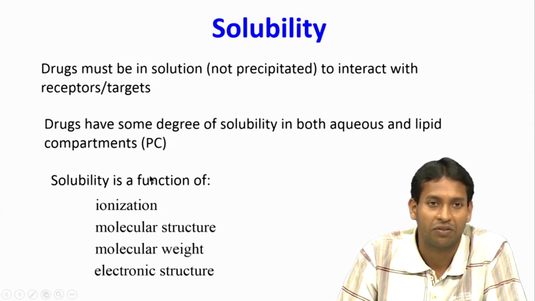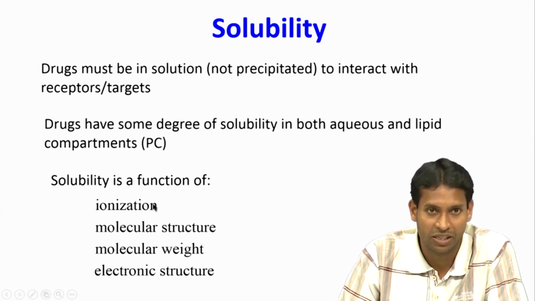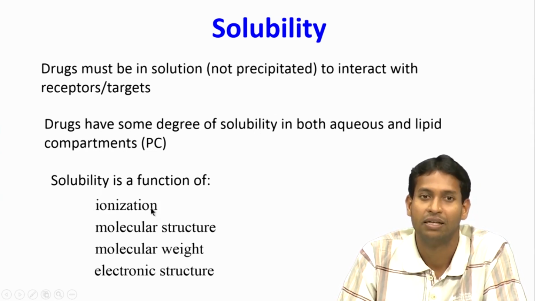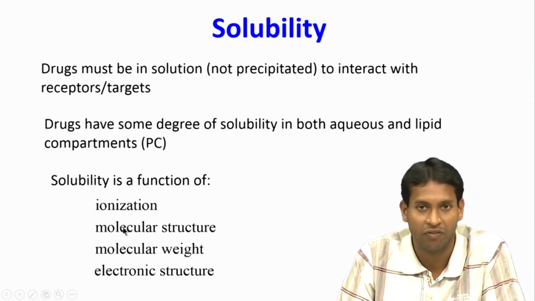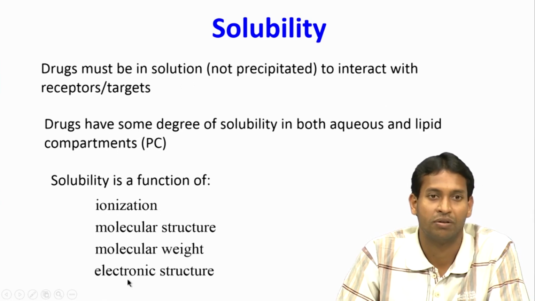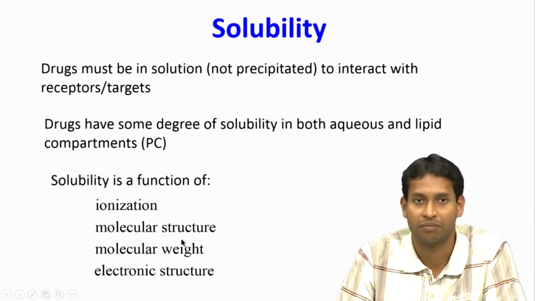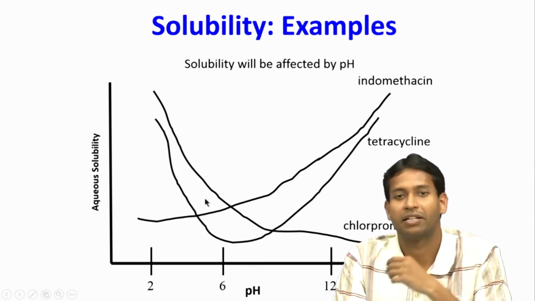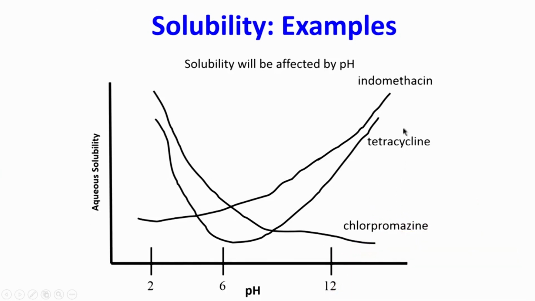So, solubility is a function of a lot of things. Typically the things that are charged have much higher solubility in water, the molecular structure, how hydrophobic and hydrophilic it is, how big is it, so related to the molecular weight, and of course, electronic structure also tells us how soluble it could be in the water. So, here is an example, here are 3 drugs, you have indomethacin, tetracycline and chlorpyramazine, and here is the aqueous solubility with respect to the pH. So, you can clearly see that the pH affects the solubility, as well as even at a single pH, let us say at a pH of 6, you have drugs which have different solubility.